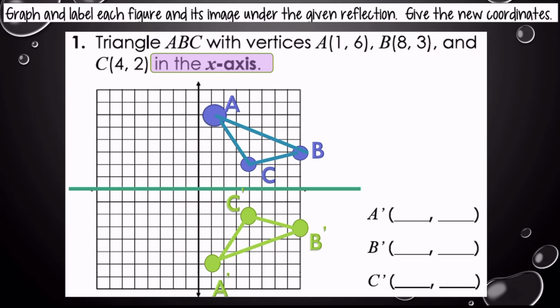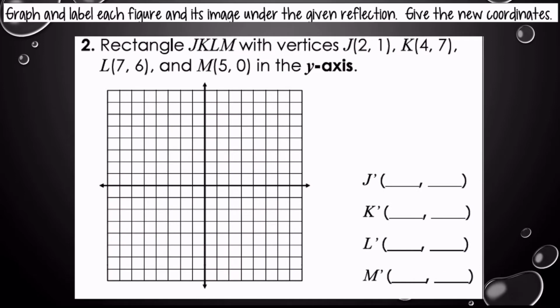So A prime is sitting at 1, but this time it's -6. B prime is sitting at 8, -3. And C prime is sitting at 4, -2. All I did was change the top or bottom, from top to bottom. Okay? Let's go see what this would look like with a rectangle.